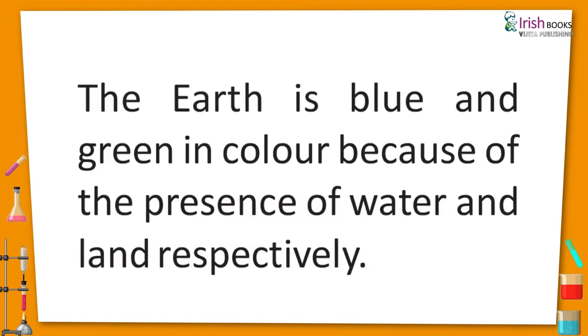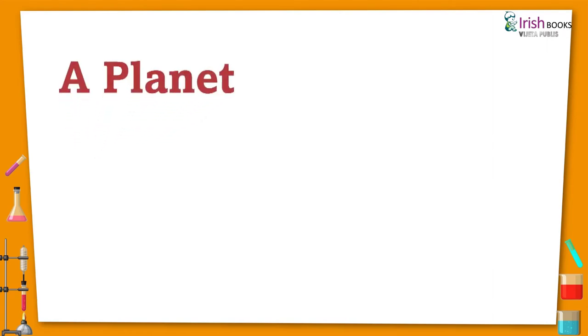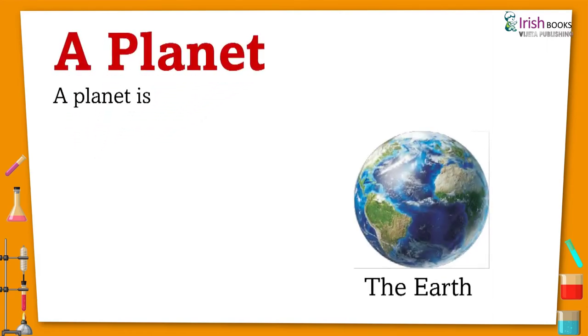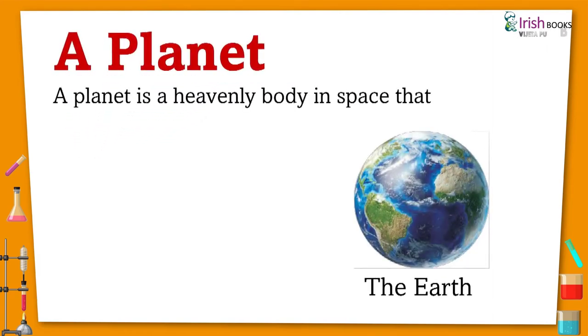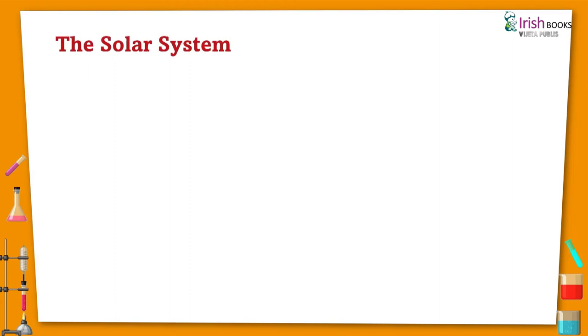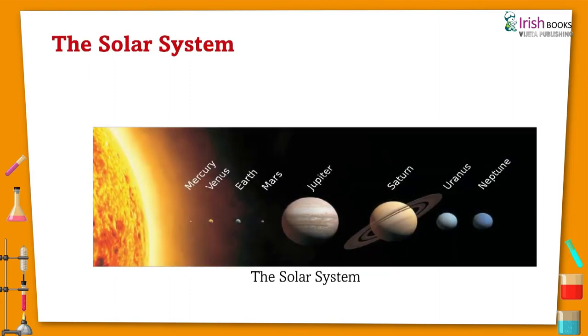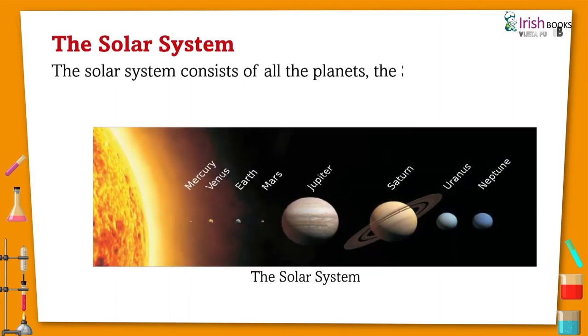The Earth is blue and green in color because of presence of water and land respectively. A planet is a heavenly body in space that moves around the sun. The solar system consists of all the planets, the sun, the moon, and the stars around.